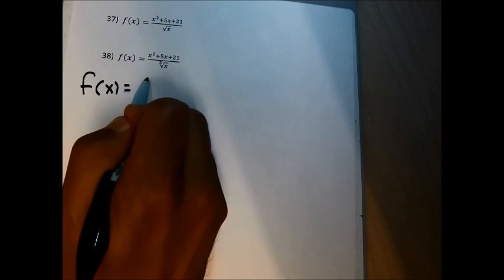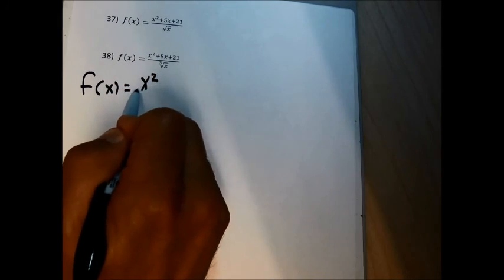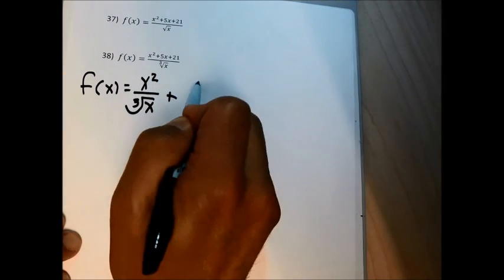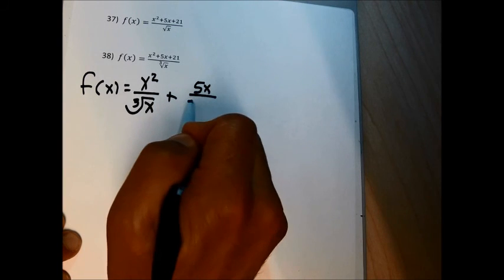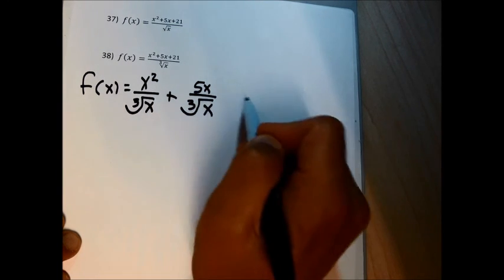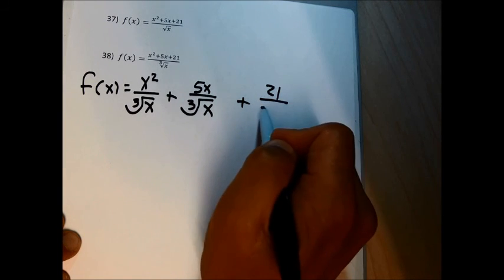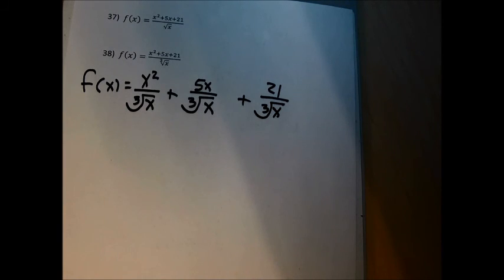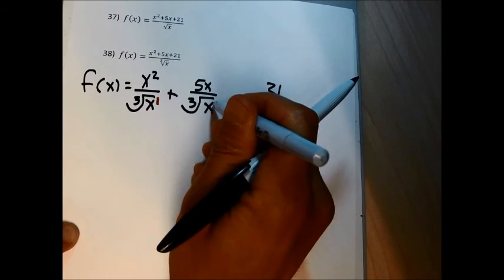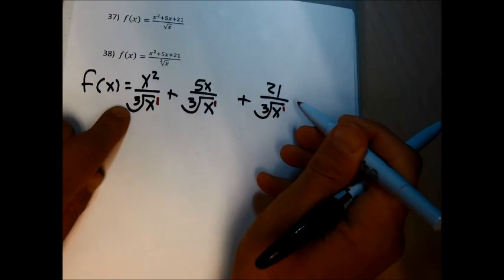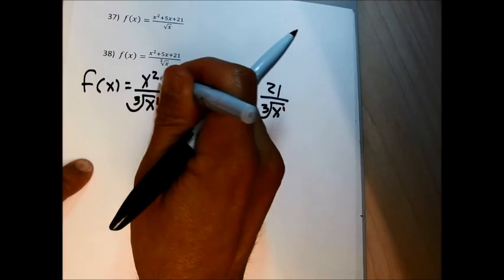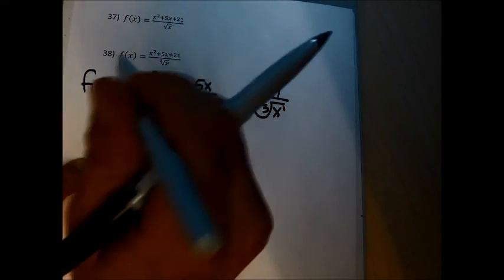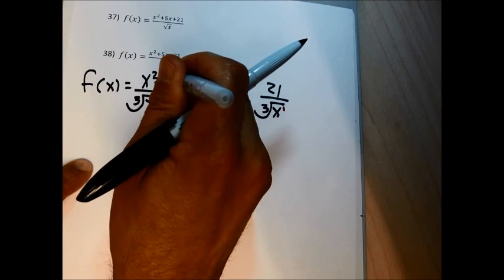So I'm going to write x squared over the cube root of x plus 5x over the cube root of x plus 21 over the cube root of x. The cube root of x is x to the 1/3 power, because it has an exponent of 1, and you take the index and write it under that. And for the exponent of 2, I have to think of that exponent as being 2 over 1 and multiply it by 3 over 3.